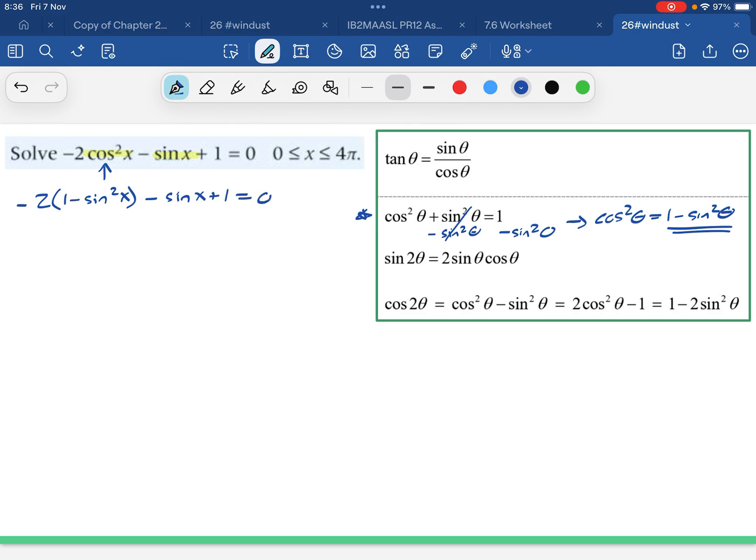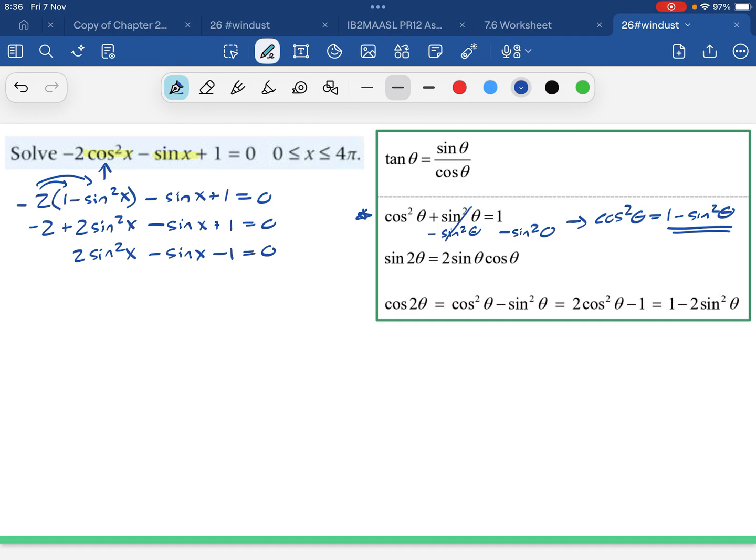Okay, so let's do a little bit of simplifying. I'm going to distribute that negative 2 into my brackets. So negative 2 plus 2 sine squared x minus sine x plus 1 is 0. I can put my constants together, negative 2 and 1. So that's 2 sine squared x minus sine x minus 1 equals 0.